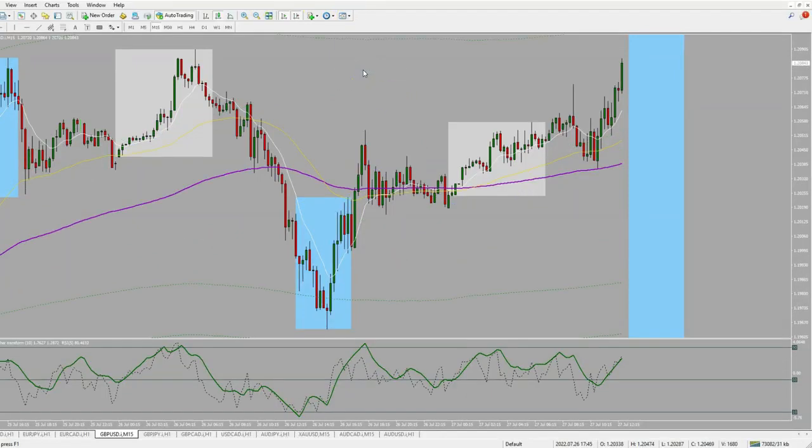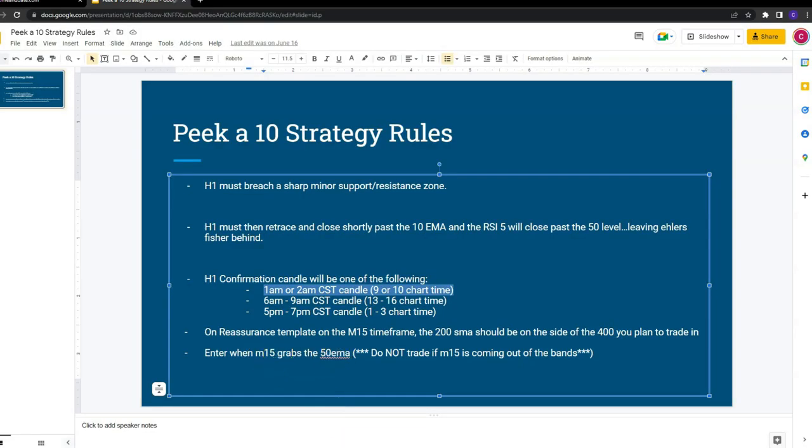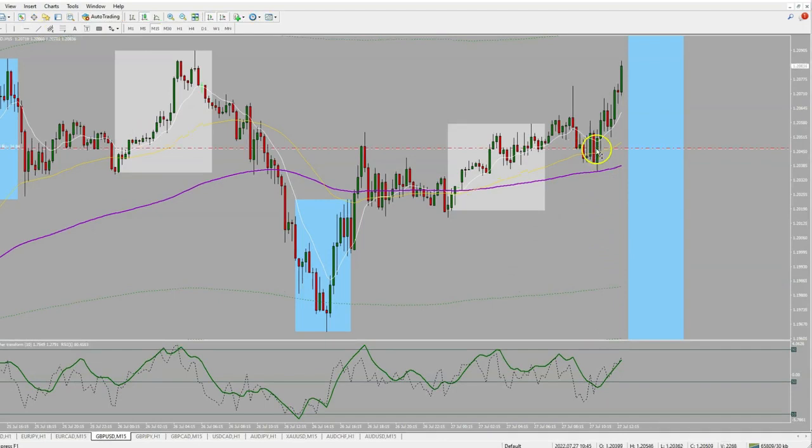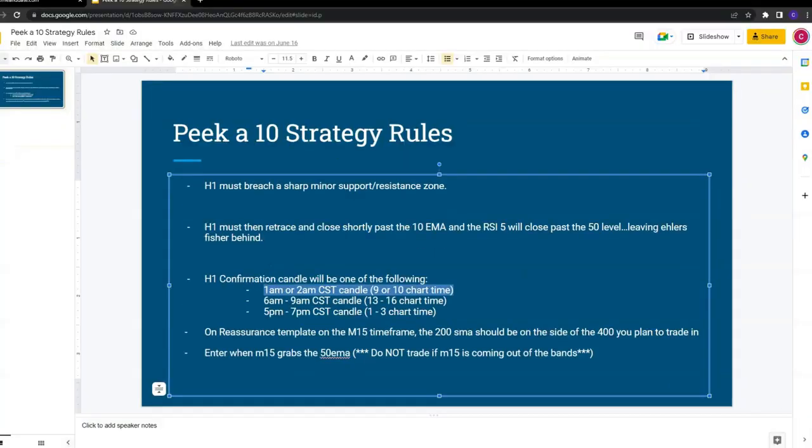So if we go back to the main template, then what I'm saying is, again, enter when M15 grabs the 50 EMA. That's why I was saying I actually got in this trade late. If I go to a different account that's still rolling, as you see, we're in this trade above the 50 EMA. I should have gotten in like down here or something. I should have got in somewhere down here, but again, I woke up late. That's my bad. So I missed out on say 5 or 6 pips that I could have had. So that's what I mean when I say enter when it grabs the 50 EMA.